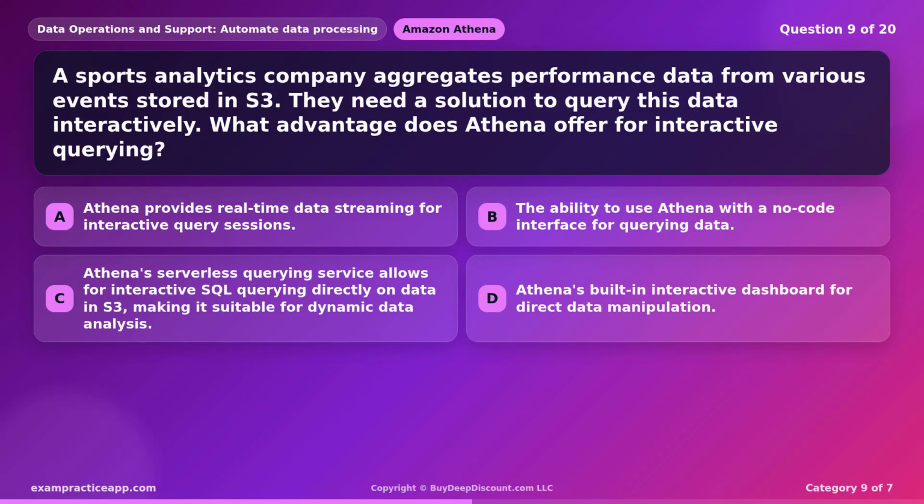The correct answer is option C. Athena's serverless querying service allows for interactive SQL querying directly on data in S3, making it suitable for dynamic data analysis. Explanation. Amazon Athena is particularly beneficial for sports analytics as it provides a serverless SQL querying service that allows for interactive querying directly on datasets stored in S3. This capability is ideal for dynamic and real-time performance analysis, offering immediate insights without the need for complex data pipeline setups.